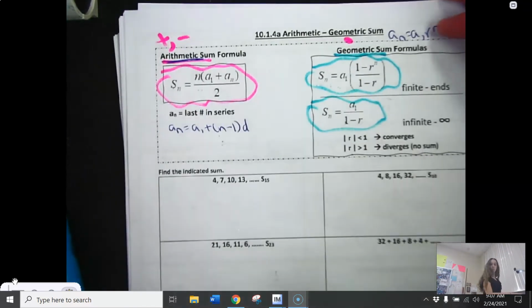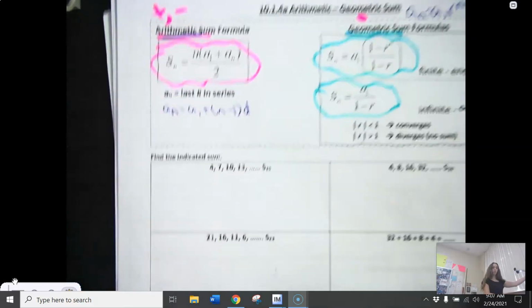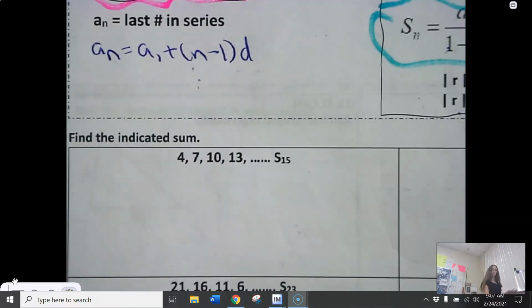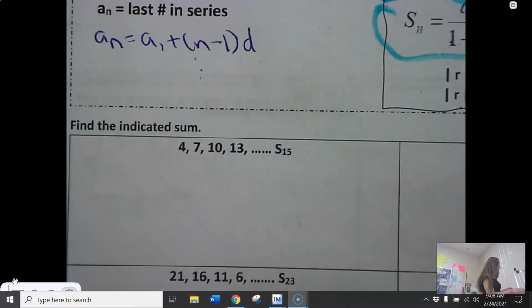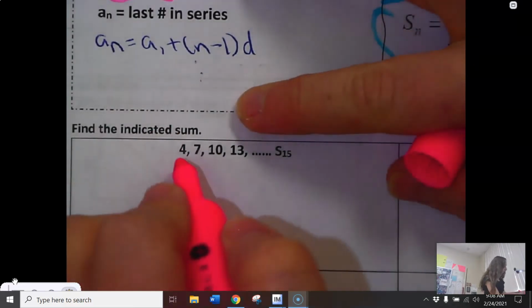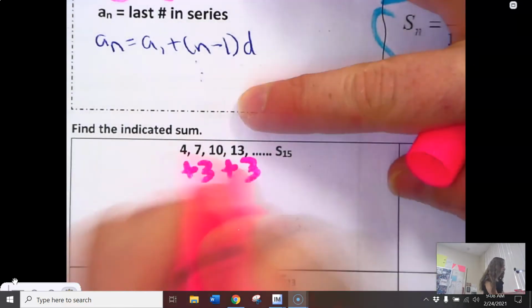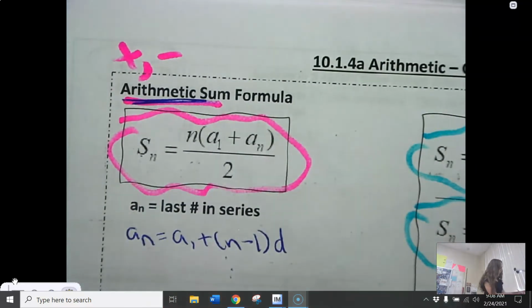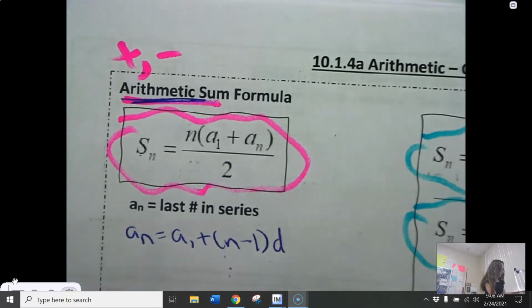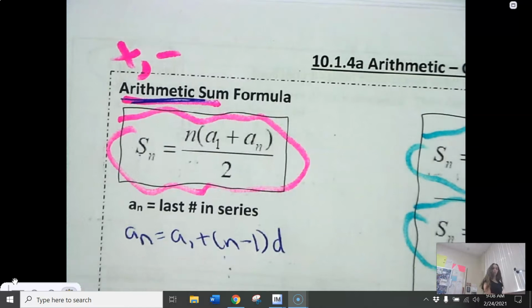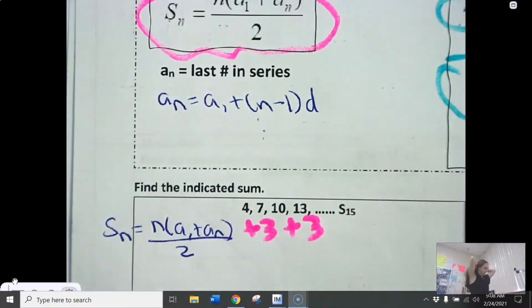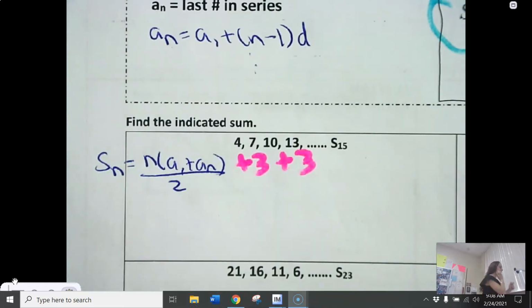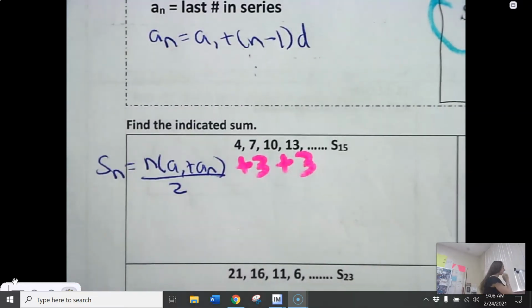So the first thing we do is we look at the pattern. Let's look at the pattern, zoom it in, and we have to decide, is it arithmetic or geometric? So I look at the pattern and I go, oh, it's plus 3. If it's plus 3, boom, it's arithmetic. So I'm going to use this formula. S sub n equals n times a1 plus a sub n, over 2. The reason I'm writing it down is because that's how I remember it. I only see this once a year, so if I need to relearn it, the way I'm going to do that is to write it down.